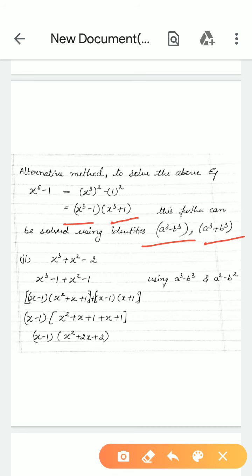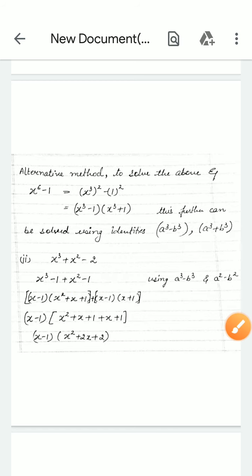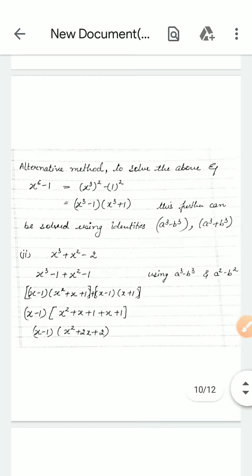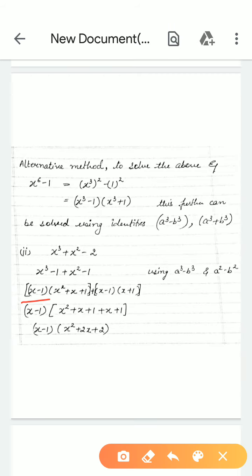Next we have x cube plus x square minus 2. Now this can also be easily solved by splitting 2 as minus 1 and minus 1. Taking minus 1 first with x cube and the other minus 1 with x square. Now x cube minus 1 and x square minus 1 can again be easily expanded using the two identities. So we are expanding x cube minus 1 first. So we get (x minus 1)(x square plus x plus 1).